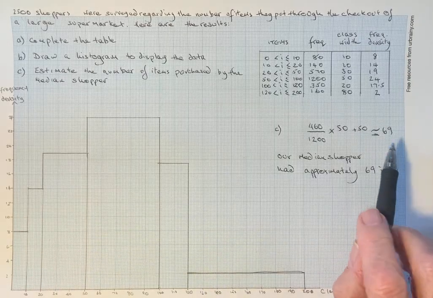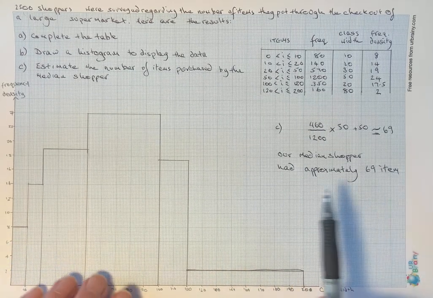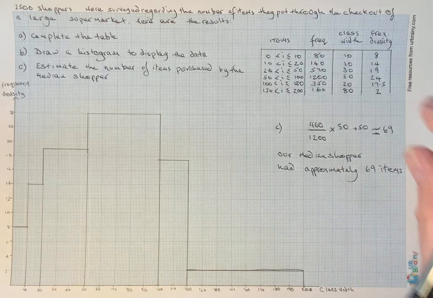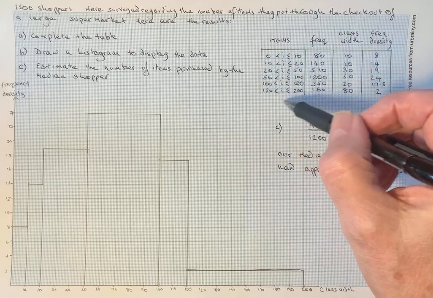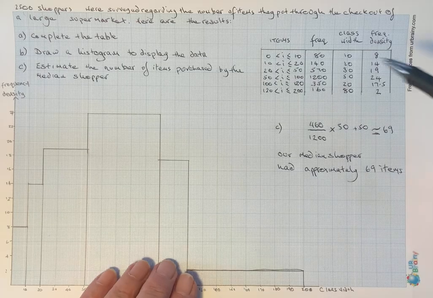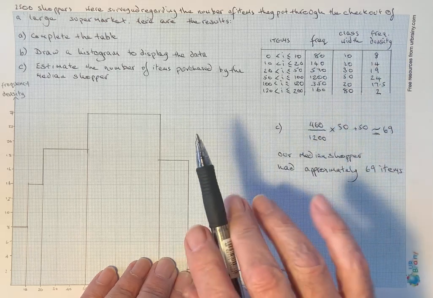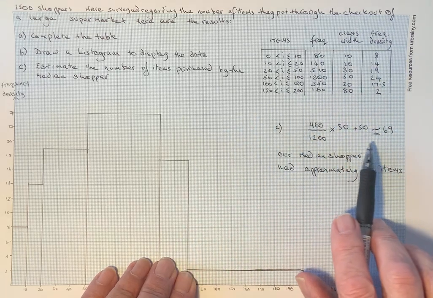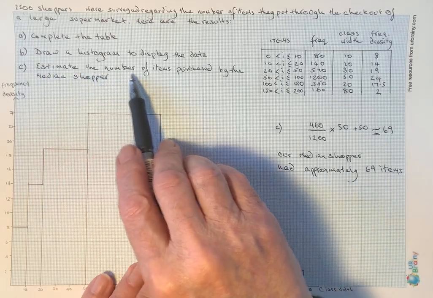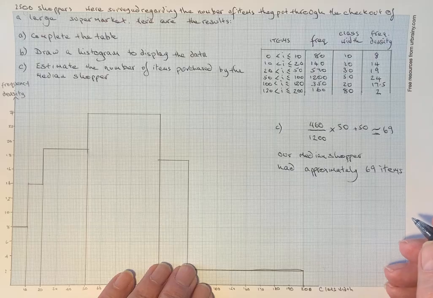And even if this had not been 69 1/6, even if it had been exactly 69, our answer would still be approximately 69 items. Because when we group data, we lose accuracy. So anything like this, finding the median, finding the interquartile range, etc., we are always doing an estimate for it. And that's why it says here, estimate the number of items purchased by the median shopper. So our median shopper purchased approximately 69 items.